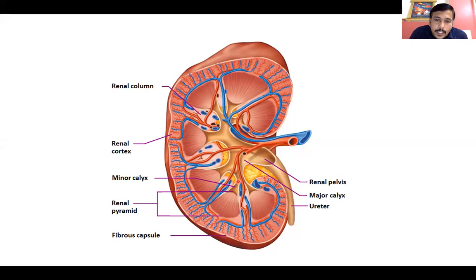These minor calyces will unite to form a large space once again. Okay, they are the major calyces. So here you can see 1, 2, and 3 major calyces. These major calyces will again further continue or narrow down as the renal pelvis. So minor calyces are the beginning part, and then it ends up in the major calyx, and then the major calyx will further continue as the renal pelvis.